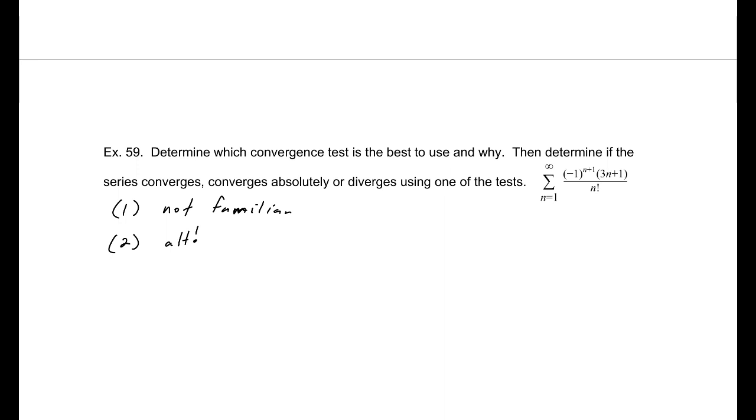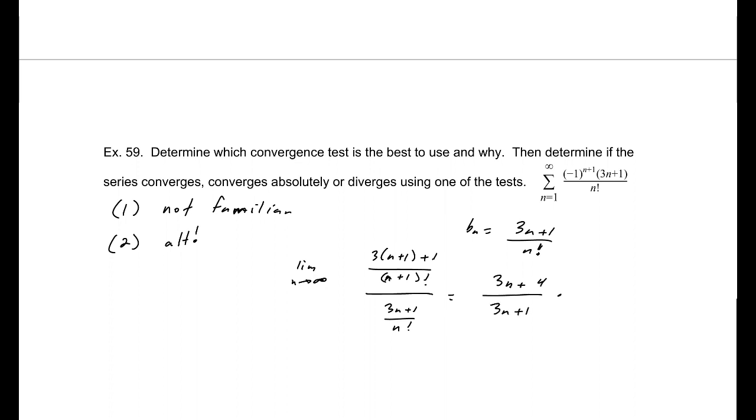So it is alternating, but I'm actually going to look at just this part right here. My b sub n is the 3n plus 1 over n factorial. So I want to see what's happening with that, regardless of the alternating portion. So I'm going to do the ratio test. The limit as n goes to infinity of 3n plus 4 over n plus 1 factorial over 3n plus 1 over n factorial. That is going to be 3n plus 4 over 3n plus 1, and then we've got our n factorial over n plus 1 factorial.